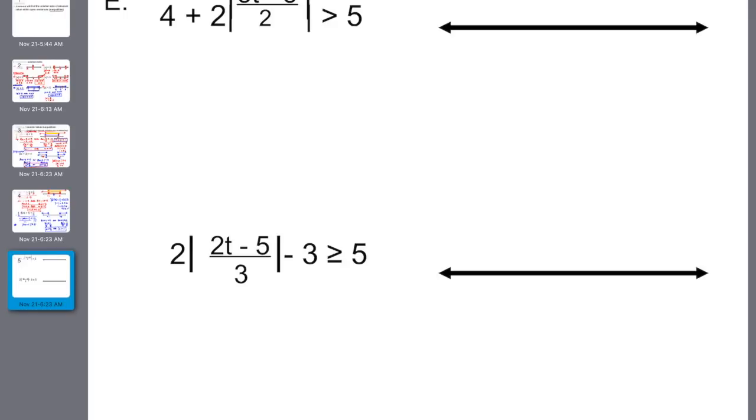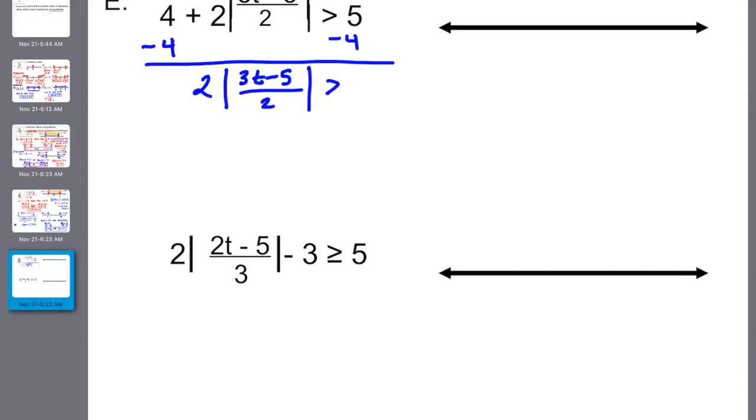Letter E, 4 plus 2 times the absolute value of the quantity 3t minus 5 divided by 2 is greater than 5. Again, we need to isolate the absolute value brackets first. So I'm going to subtract 4. So we're going to have 2 times the absolute value of 3t minus 5 over 2 is greater than 1.